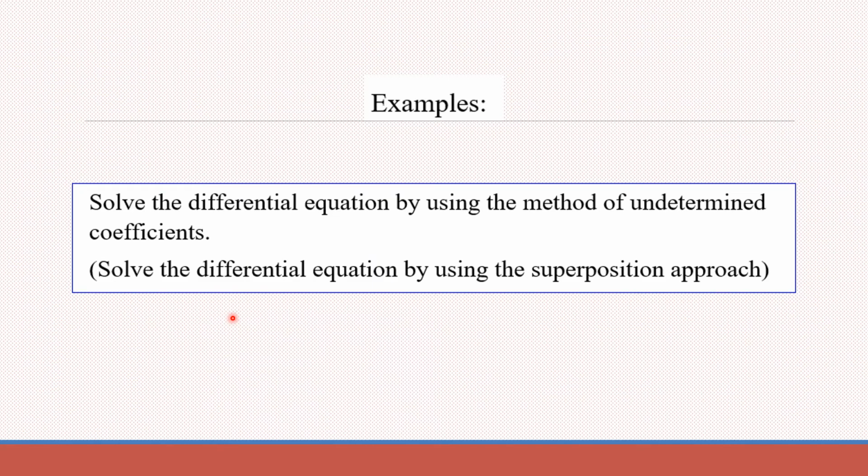Let us look at some questions. Solve the differential equation by using the method of undetermined coefficients. Or sometimes you are asked to solve the differential equation by using the superposition approach.